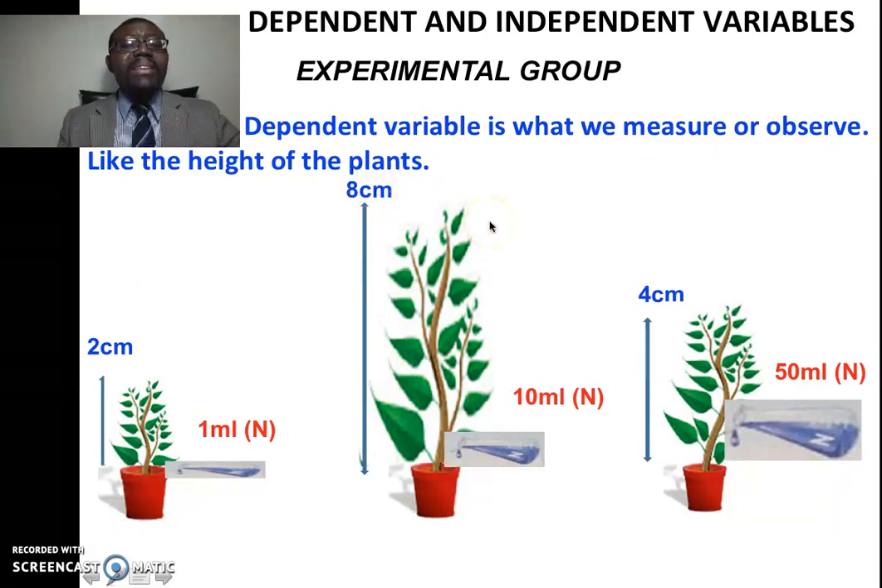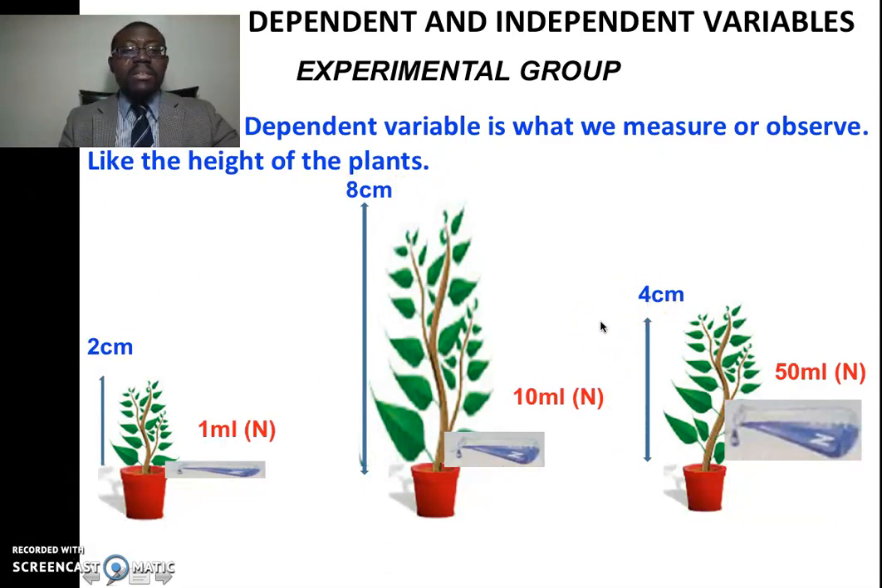So whenever you are asked to identify the dependent variable in this experiment, you have to say that the dependent variable is the height of the plant, because that's what you measure. You don't have to give the definition of dependent variable. It's not asking for the definition. It's asking you to identify what the dependent variable is in this particular experiment, and the height of the plant is the dependent variable because that's what we measure or observe.